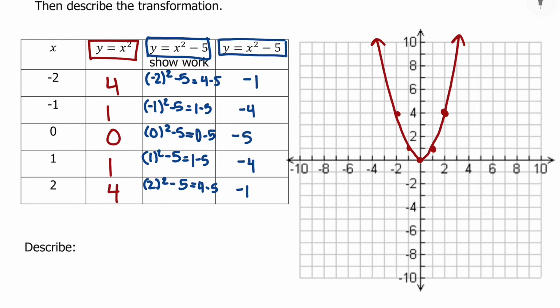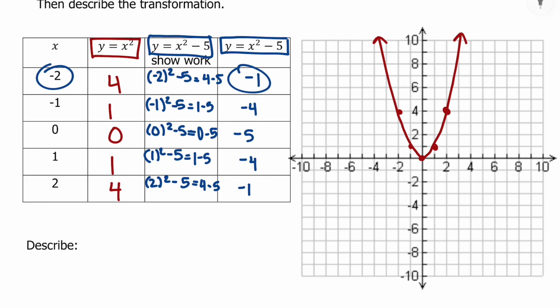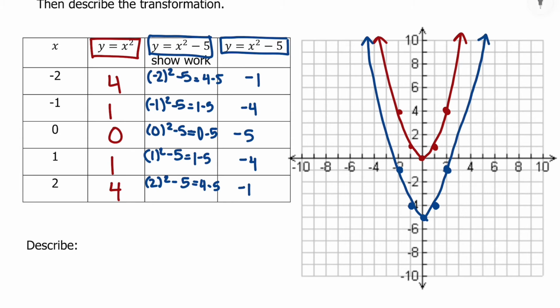All right, so we're going to graph each of these, -2, -1, and so on. So -2, -1 goes here. -1 at -4 is here. 0, -5 is here. 1 at -4 is here. And 2, -1 is here. And then we're going to draw a parabola extending it as far as the graph will let us go.